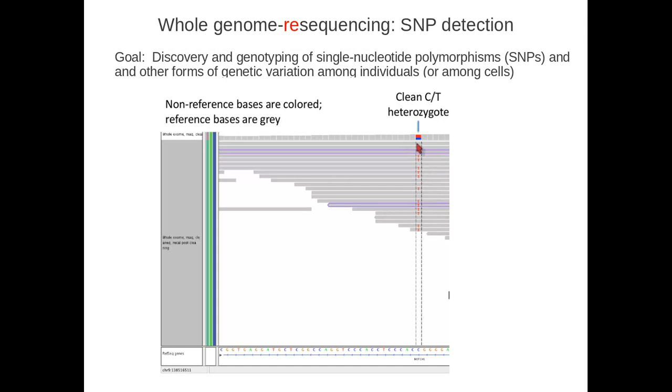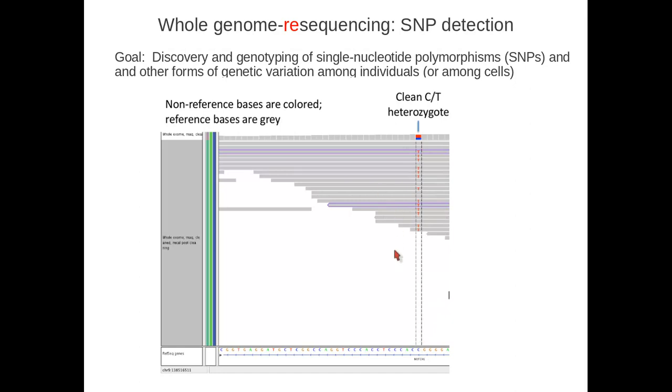So in a heterozygous site, say in a human, we would expect to see both gray and red reads at this position because of the underlying heterozygous genotype. So here you can see the actual sequence. Here's the C down here.